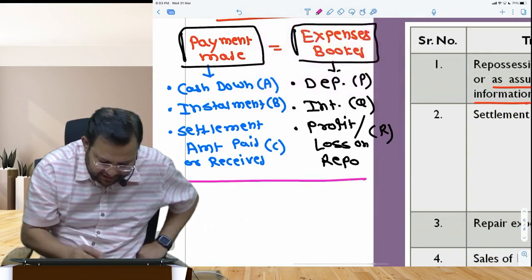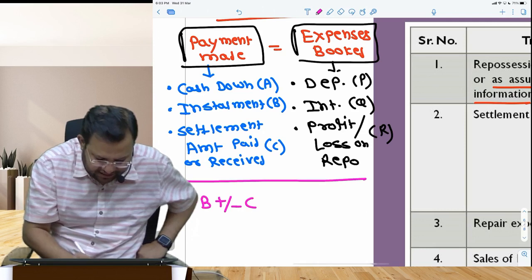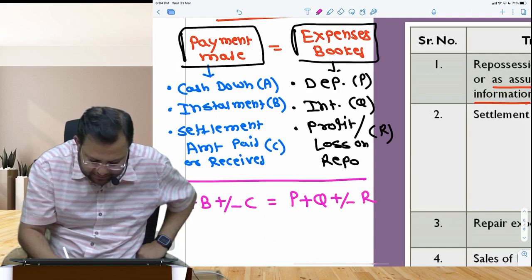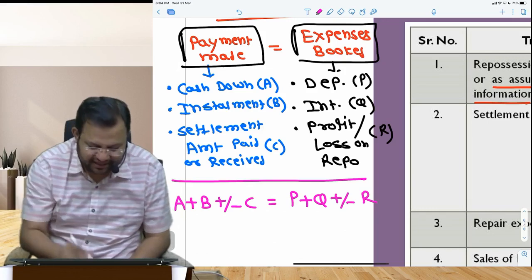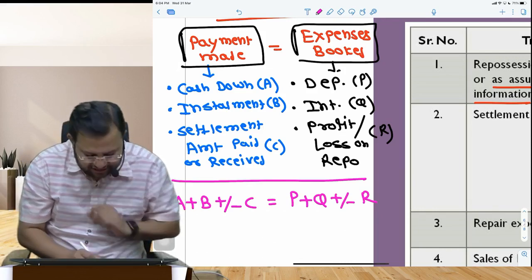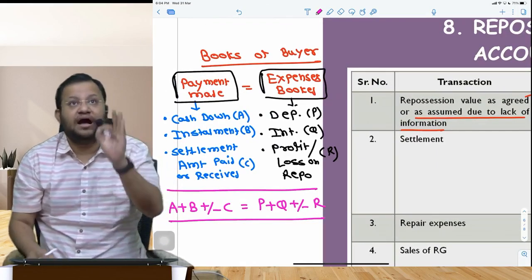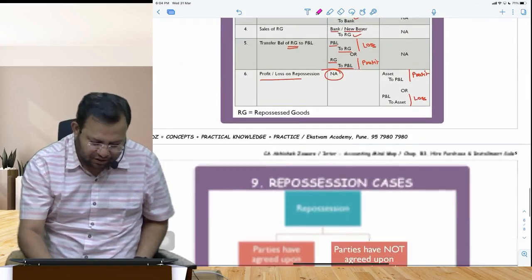देन व्हाट मस्ट हैपन इज इन दिस प्रूफ, A + B ± C, C माइनस भी हो सकता है, मस्ट बी इक्वल टू P + Q ± R. बिकॉज वो प्रॉफिट हो सकता है, प्रॉफिट है तो क्या करोगे, माइनस करोगे, लॉस है तो ऐड करोगे. ये खतरनाक चीज है, ये प्रूफ ऑफ बुक्स ऑफ बायर है. बुक्स ऑफ बायर में आपने जो भी प्रॉब्लम सॉल्व किया उसको आप ये प्रूफ ट्राई करके देखना, आपको मिल जाएगा.